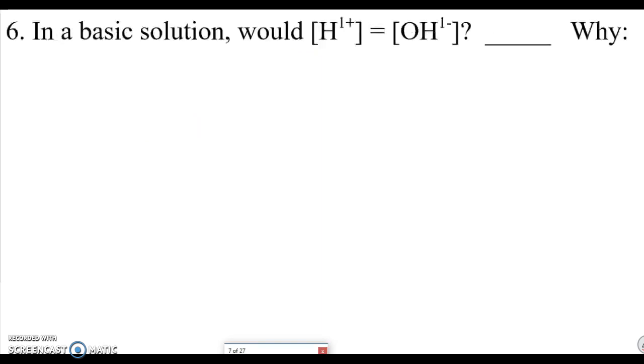In a basic solution, would the hydrogen ion concentration equal the hydroxide ion concentration? The answer is no. If it's basic, you better have more of the hydroxide ion concentration. The molarity of the hydroxide ion must be higher than that of the hydrogen ion. Otherwise, it's not a basic solution.